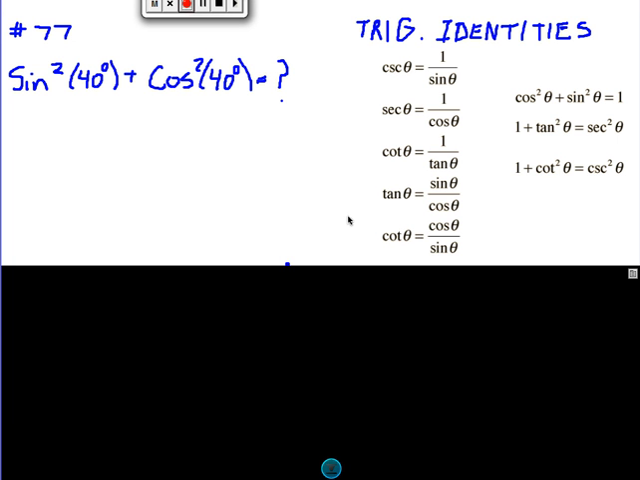Good day, this is Mr. Caslin. We're doing a little pre-calculus. These are some trig identity problems. These should look familiar with some of the problems that you got assigned in the back of the book.